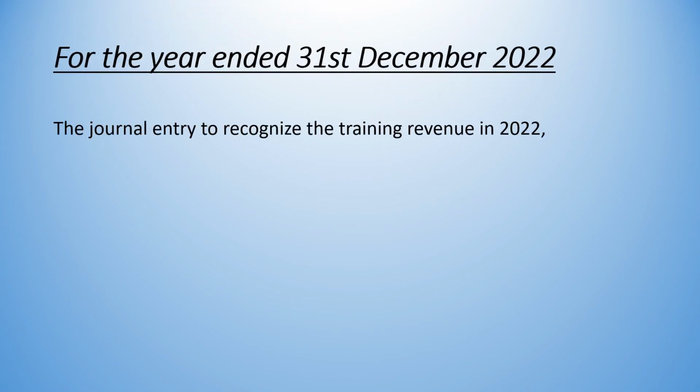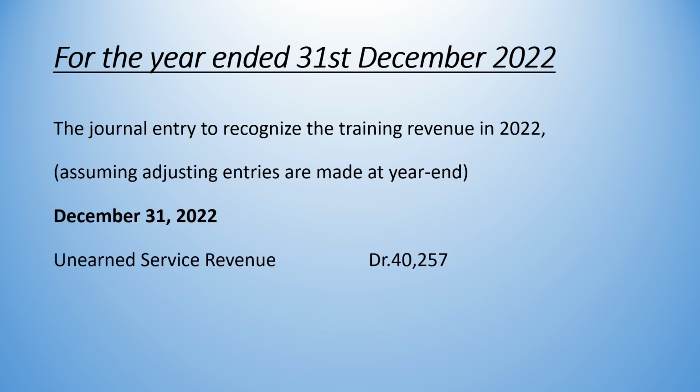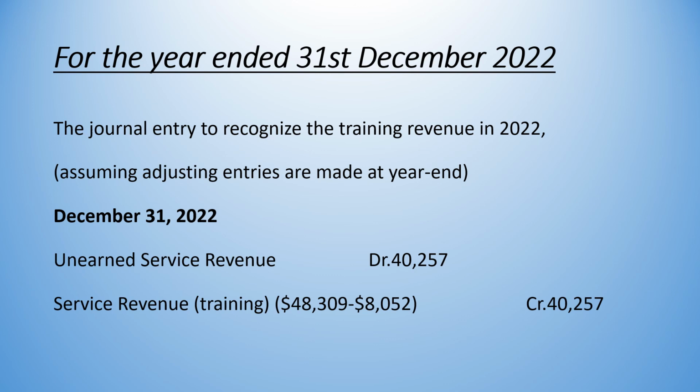Year ended 31st December 2022, we have to recognize the revenue from the training activity. Since we have recorded for 2 months, the balance portion should be transferred from the unearned service revenue by debiting 40,257, and we should credit the service revenue account by the same amount.